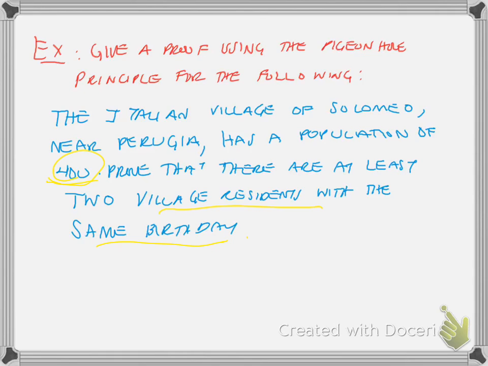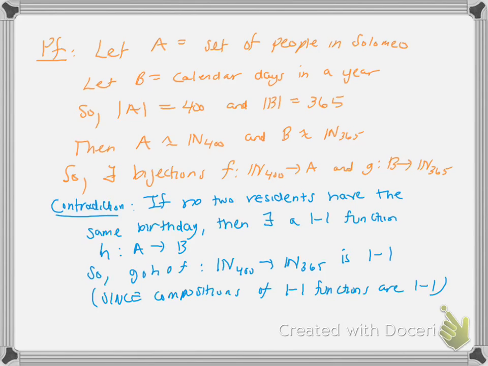Because there are only 365 days, we're just looking at the standard number of days. We're not including a leap year or anything. But since there are 365 days and 400 people, in fact there are going to be more than just 2 people, right? But all we have to show is that there are at least 2 village residents with the same birthday. Okay. Well, here's the proof setup.